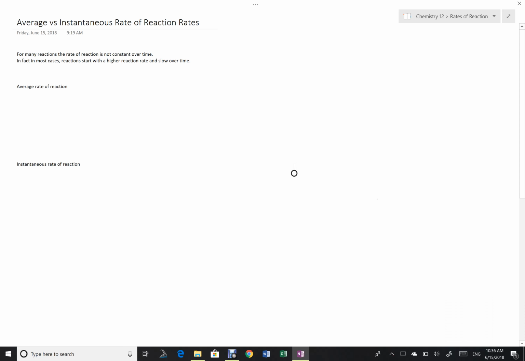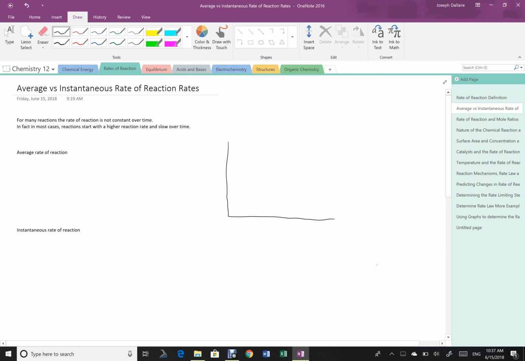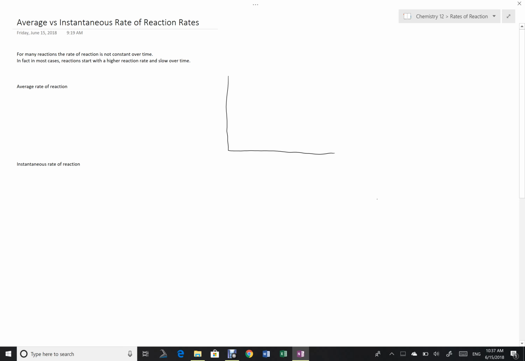Okay, in this video I'm going to talk about the average versus instantaneous rate of reaction. Recall from the last video we talked about how since the reactants in a reaction get used up over time, the reaction rate will naturally slow. There's less likely to be a collision between reactants as they get used up, and so it's less likely for the reaction to occur as time goes on. Most rates of reaction, if we look at it from a reactant point of view, let's just stick with reactants, will start fast and slow down as time goes on.